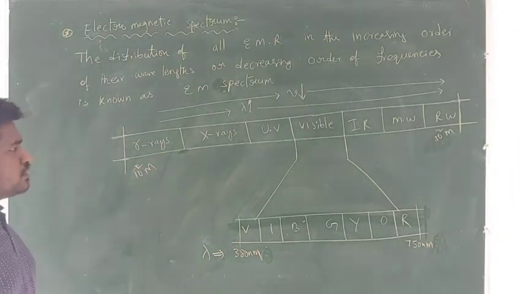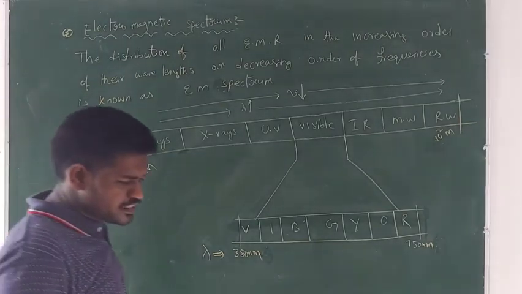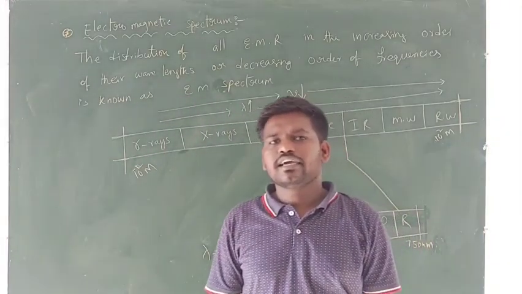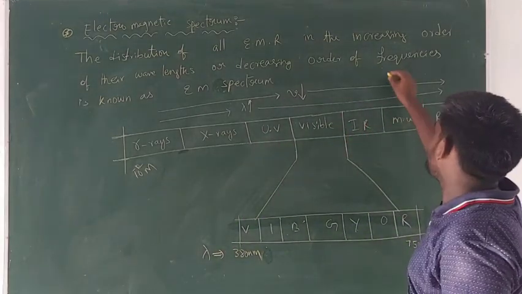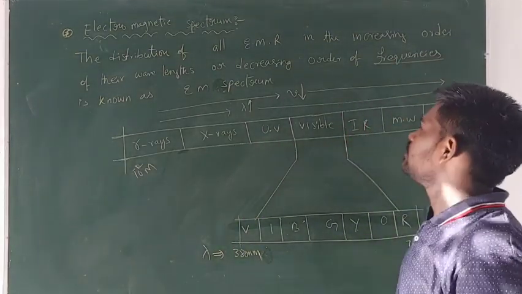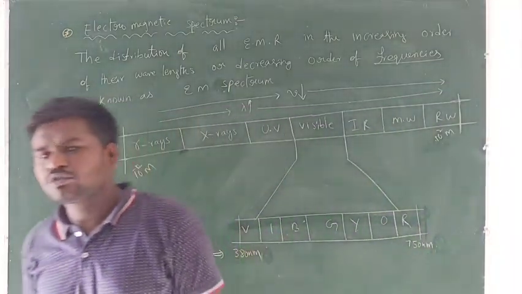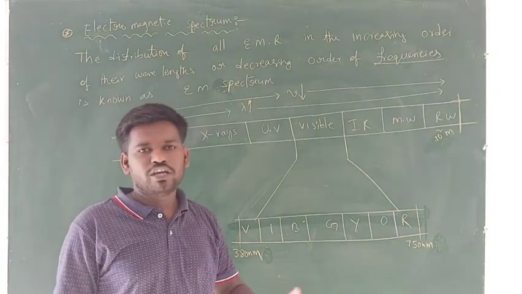Hi students. So in this video class, let us discuss the electromagnetic spectrum. Electromagnetic spectrum means the distribution of all electromagnetic radiations in the increasing order of their wavelengths or decreasing order of their frequency. So here we have different types of electromagnetic radiations based on wavelength.